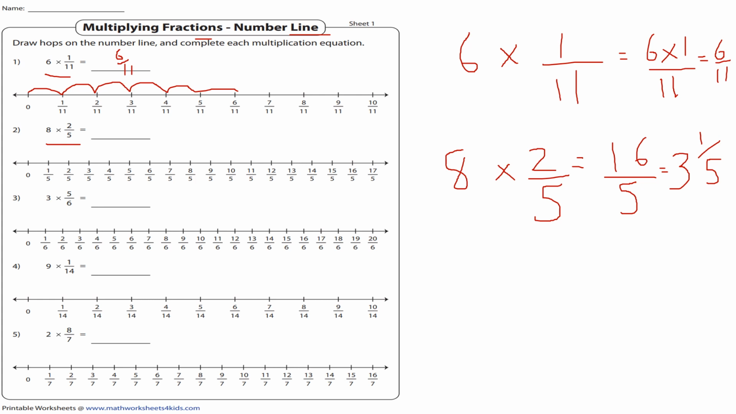But again, 8 lots of 2/5. So it's 2/5 plus 2/5 plus 2/5 plus 2/5 plus 2/5 plus 2/5 plus 2/5 plus 2/5, 8 times, and you get the answer of 16/5. So again, start here. So that's 1/5. So that's going to be 2/5, 3/5, 4/5, 5/5, 6/5, 7/5, 8/5, 9/5, 10/5, 11/5, 12/5, 13/5, 14/5, 15/5, and 16/5.